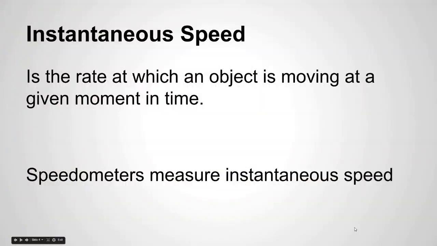Instantaneous speed is the rate at which an object is moving at any given moment in time. Instantaneous speed would be what a speedometer would measure, or a police officer's radar gun. They are going to measure the speed at an instant in time. So keep that in mind as you begin to drive, that instantaneous speed is what a speedometer measures and what police officers measure, not your average speed.